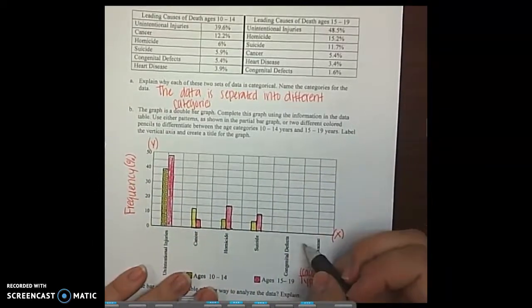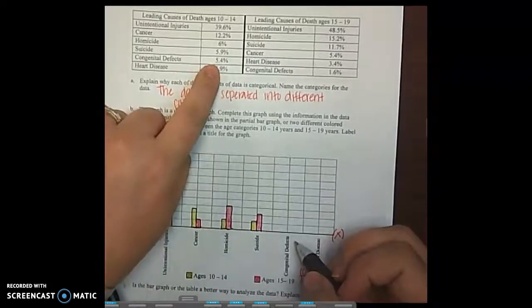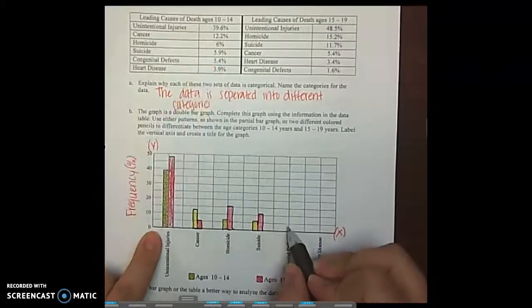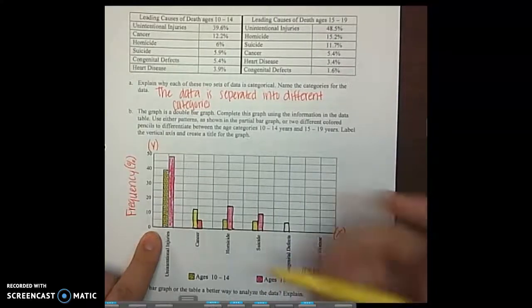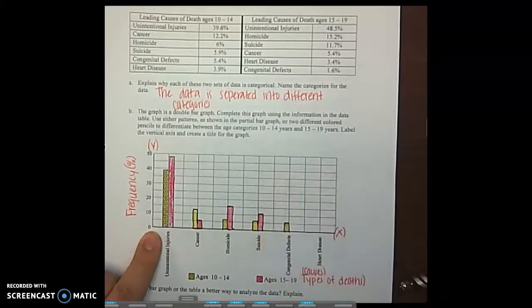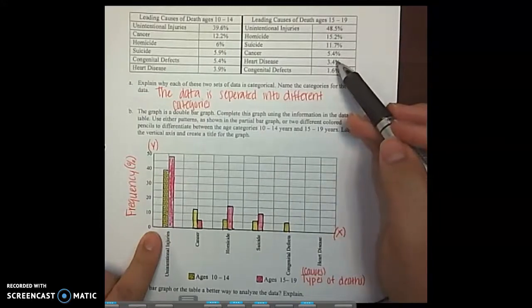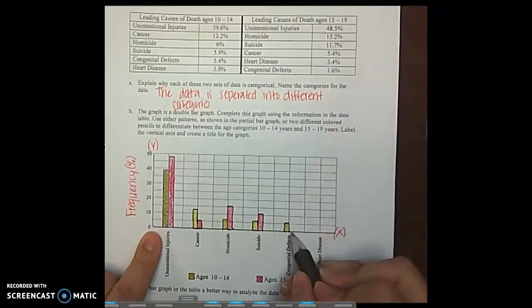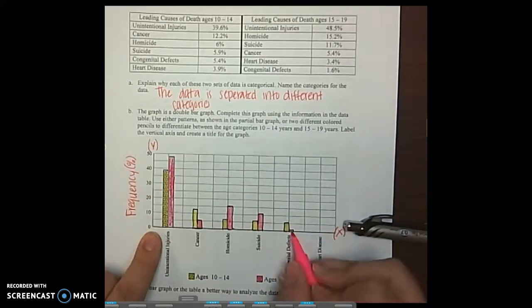For Congenital Defects, I'm at 5.4%, so I'm right at that 5% line, and I'm coloring it yellow. And then 15 to 19 for Congenital, I'm at 1.6, so I'm very small down here. You can barely see it.